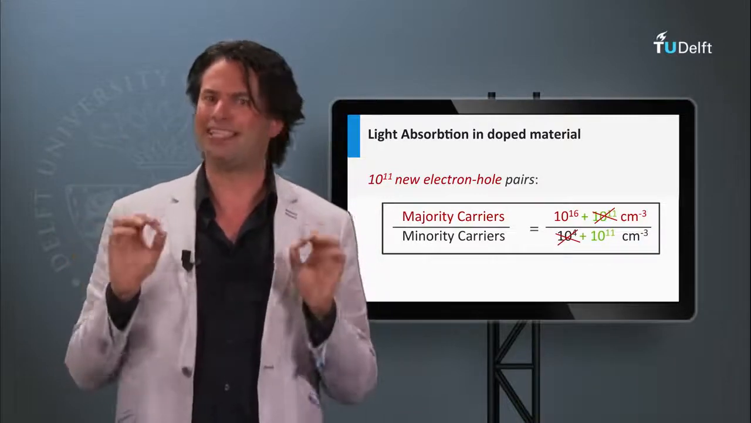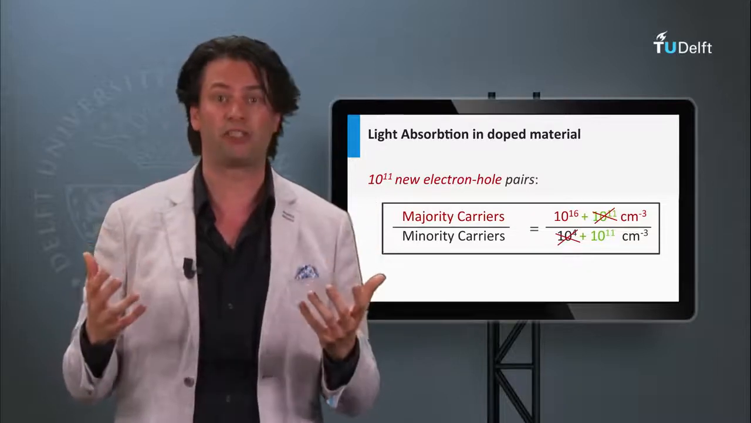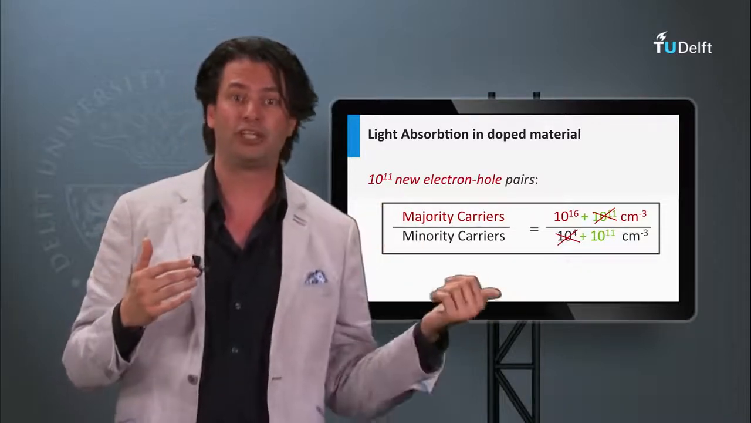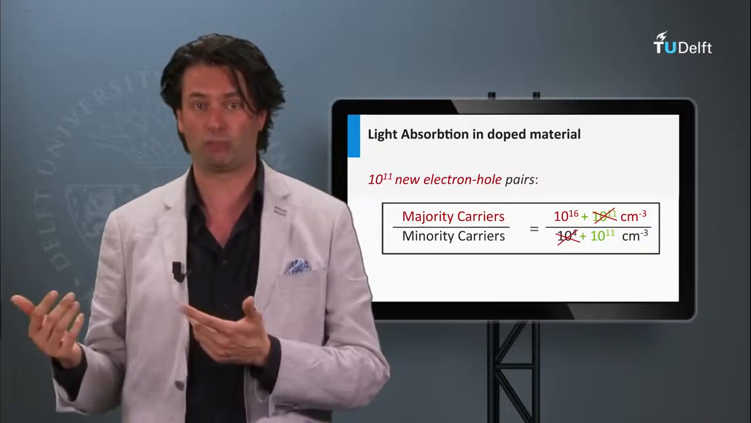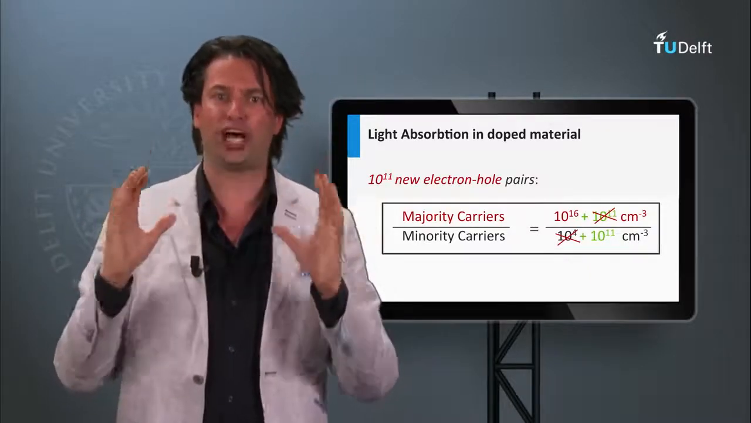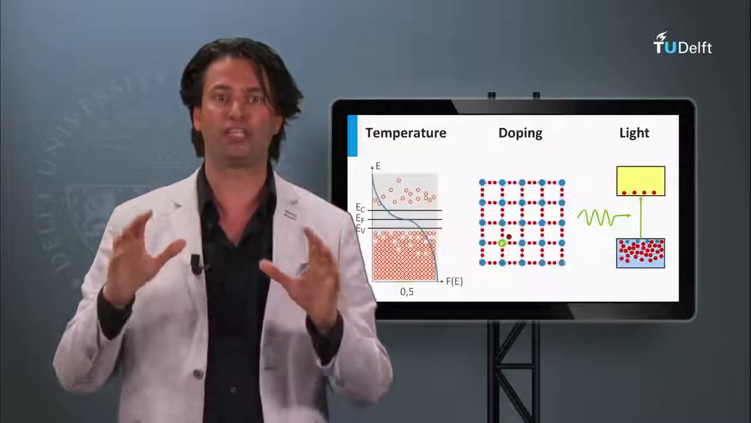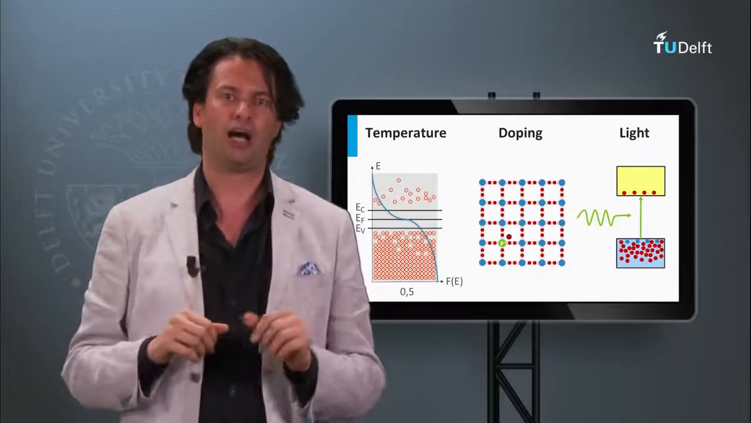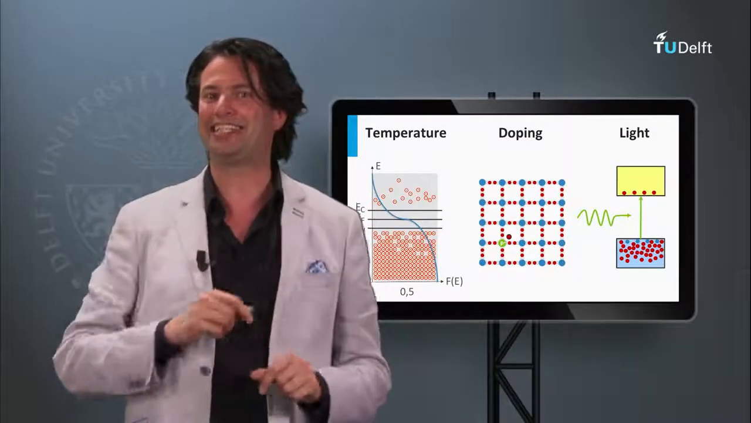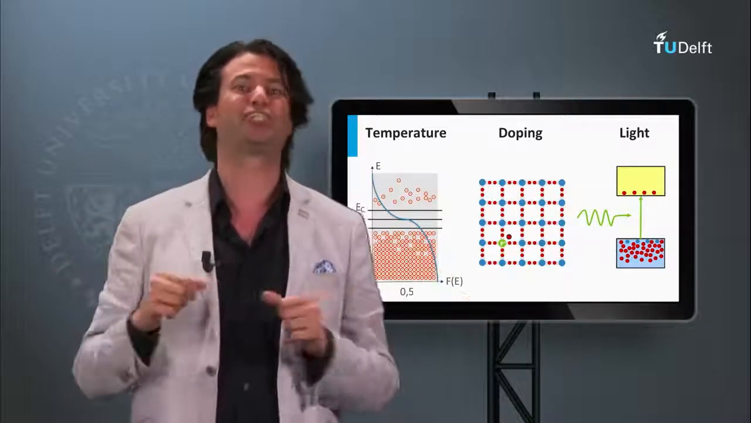Summarized, in this block we have discussed how to excite charge carriers in a semiconductor material by temperature, doping and light absorption. The next question is, how do those charge carriers move around and what makes them move around in a semiconductor material? I will talk about that in the next block, where we are going to discuss transport of charge carriers.